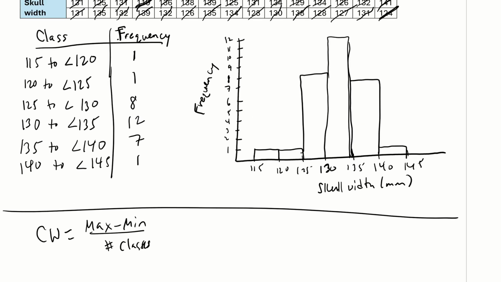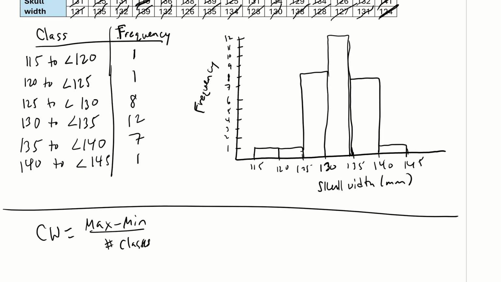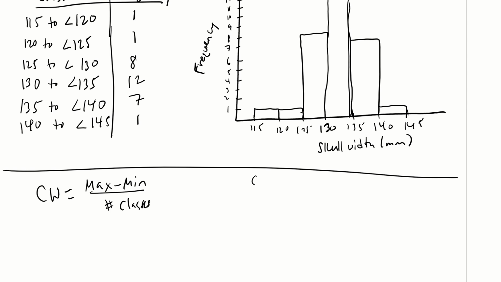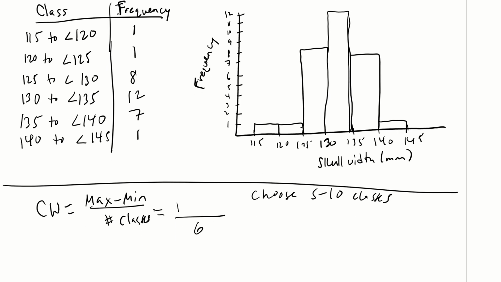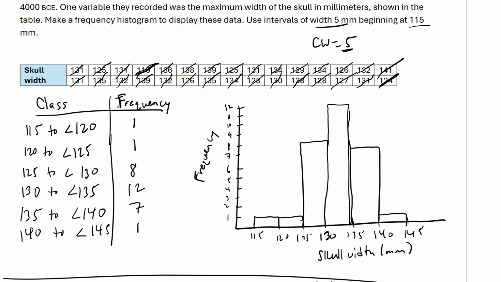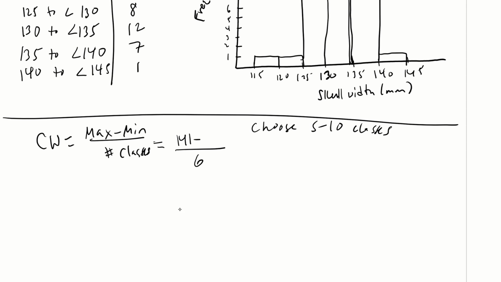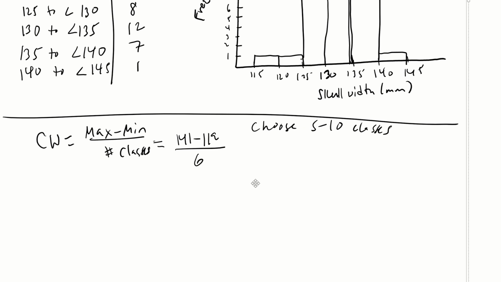And we have to choose that. So let's say we choose 6 classes. Let's say we chose to choose from 5 to 10 classes. Here, if we choose 6, then we have 6 on the bottom, right? And then our biggest number is 141. Our smallest number was the 119, right? We would subtract those, and then we would get a calculation.